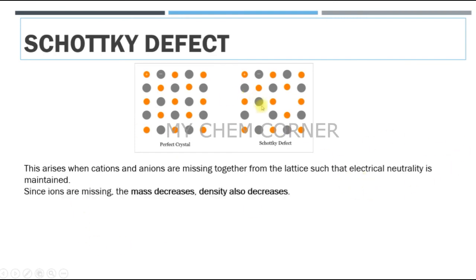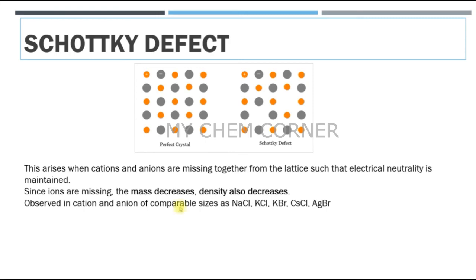Now when this happens, because the cation and anion both are missing from the lattice points, the mass of this is going to reduce. And when the mass reduces, the density should also reduce. Now in which type of ionic solids are these observed? When the cation and anion are of comparable sizes, those type of ionic solids, the Schottky defect is observed.